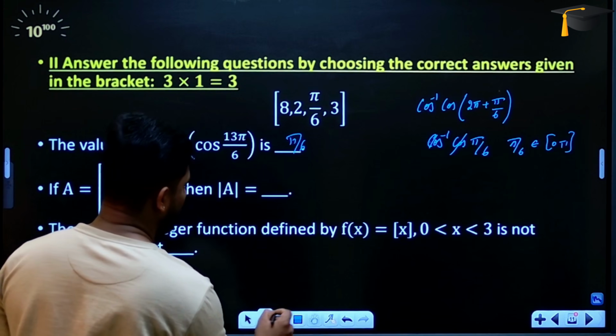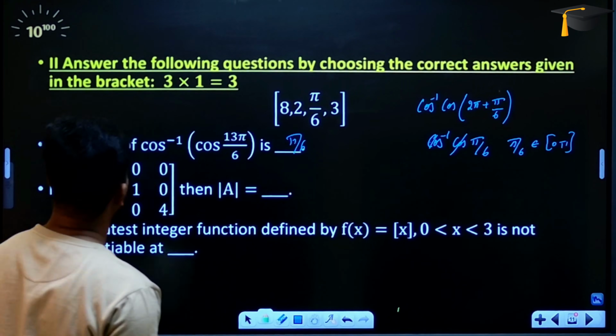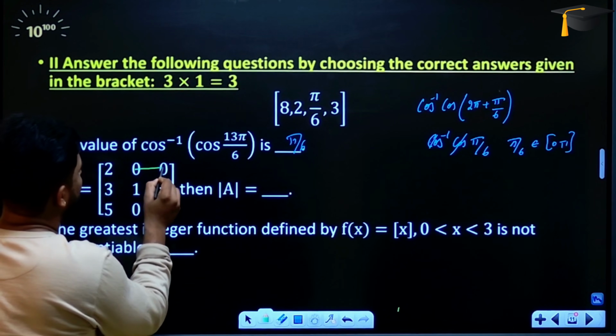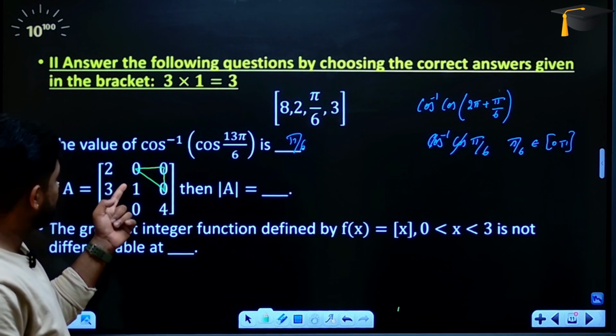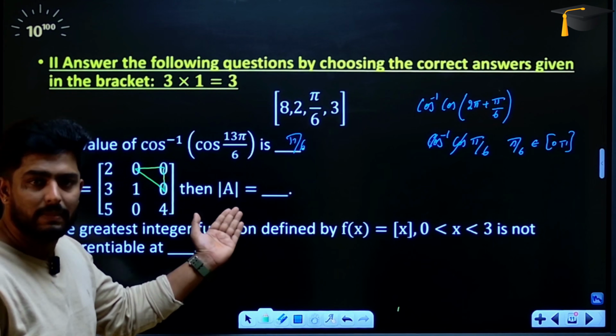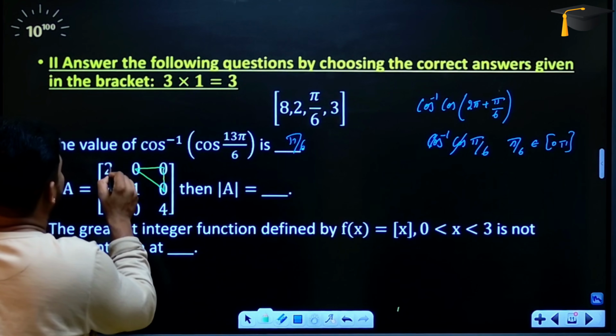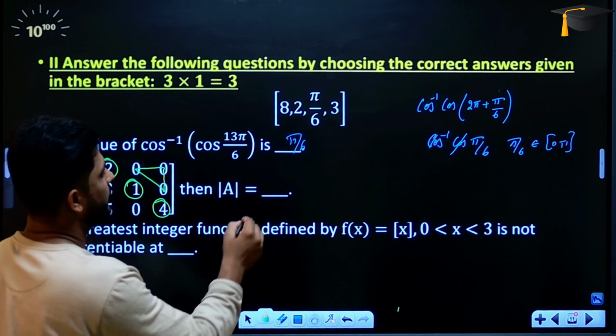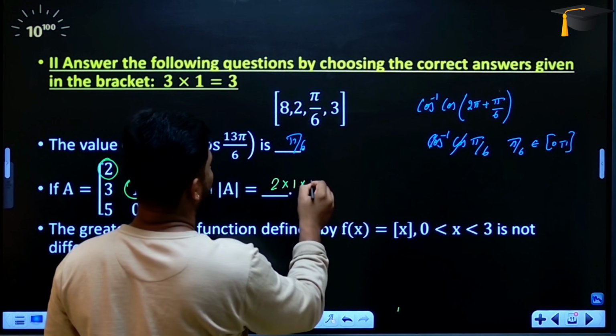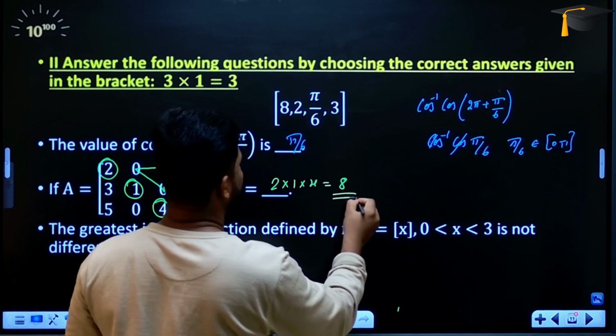So next one, if you observe this, it's actually an upper triangular matrix. These are the 3 elements which are 0, right? So in this case, the determinant for this matrix will be the product of the diagonal elements, 2 into 1 into 4. What is 2 into 1 into 4? It is equal to 8. So 8 is the right answer.